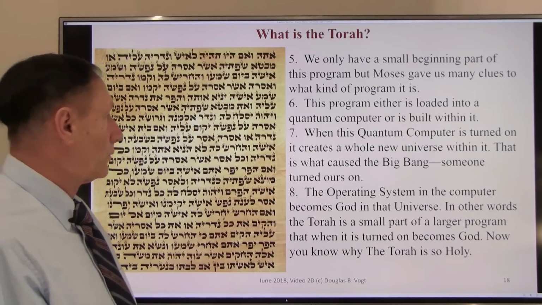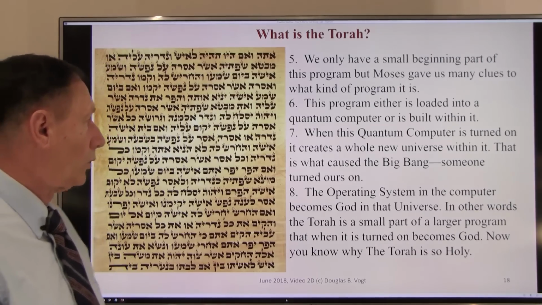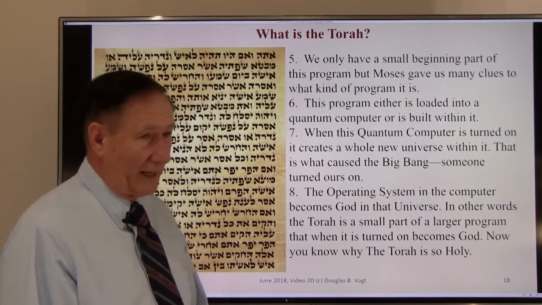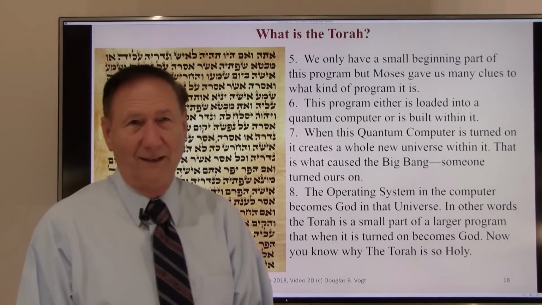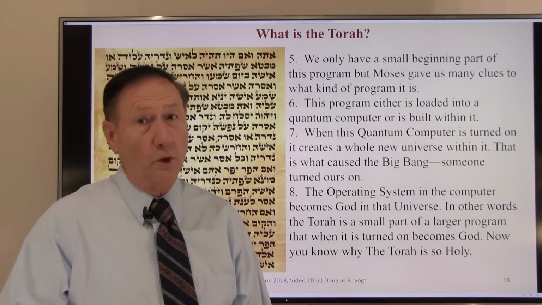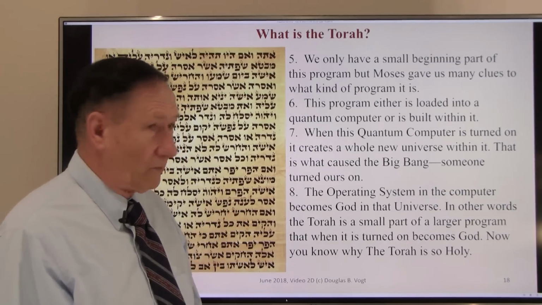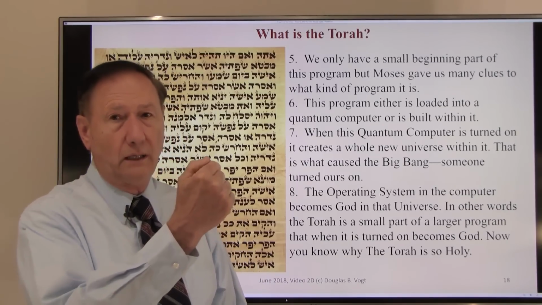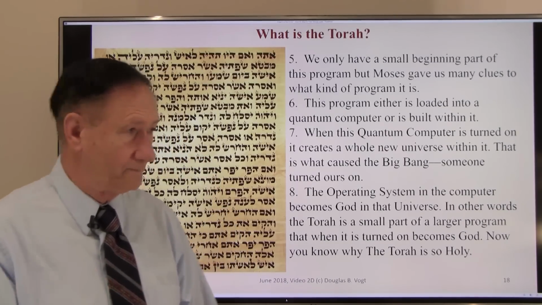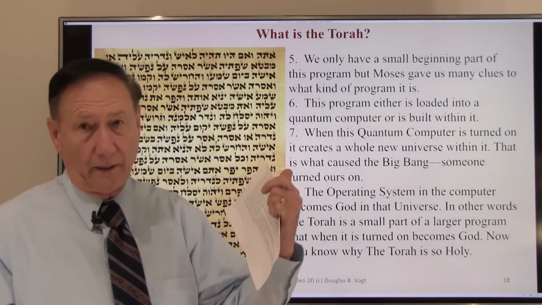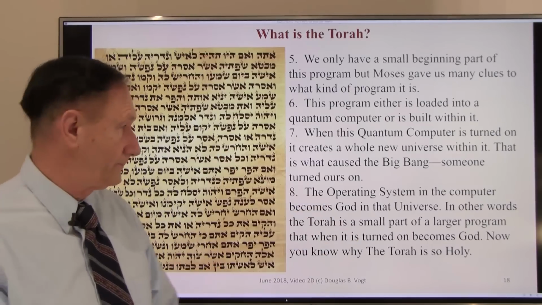When this quantum computer is turned on, it creates a whole new universe within it. That is what causes the Big Bang. Our Big Bang, where it said nothing became something, that's when someone turned it on. Now, they turn it on, they get two answers. And I'm going to go to the secret of the universe at the end of this video. You'll know it. But that's the Big Bang. Someone turned on our diode and it played out.